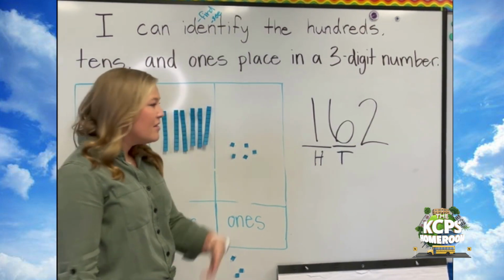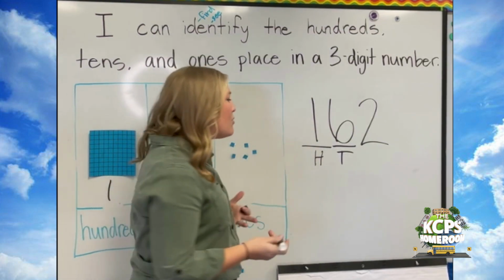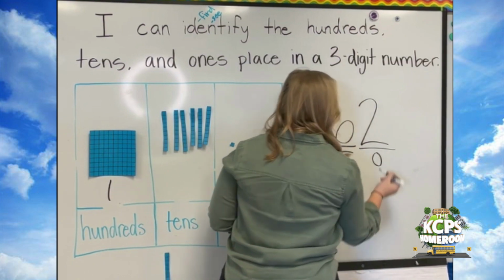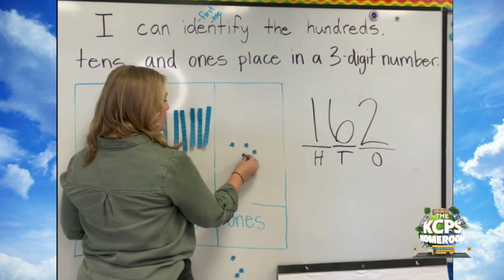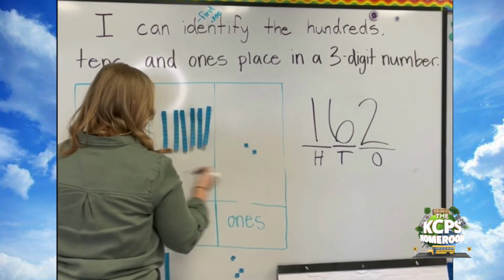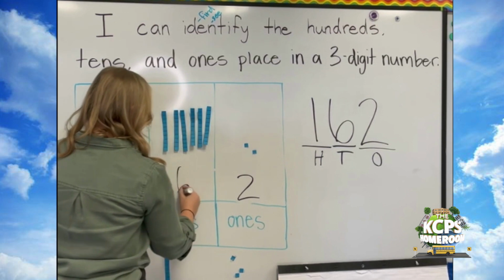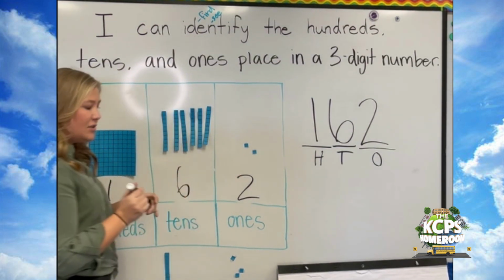Nice job. The number 162 ends with how many ones we have. So how many ones cubes do I need to have in my last and final box? That's right, 2. So represented on the board is 162.